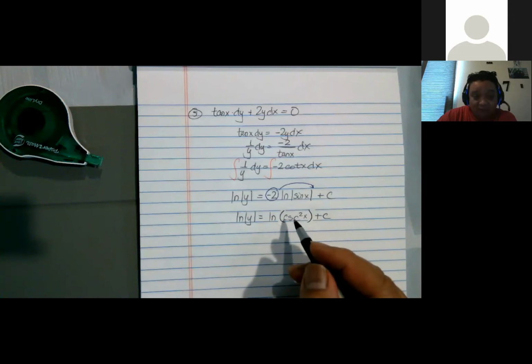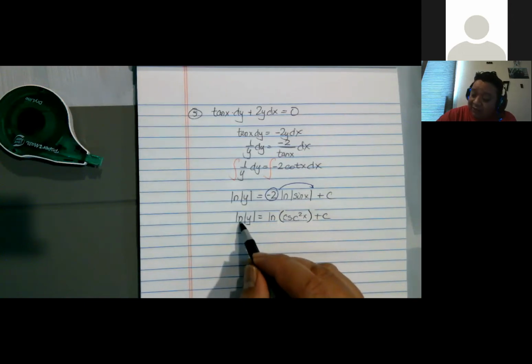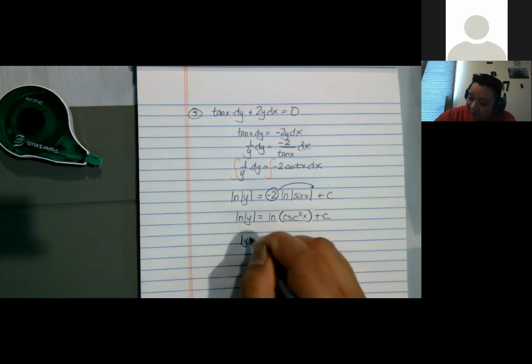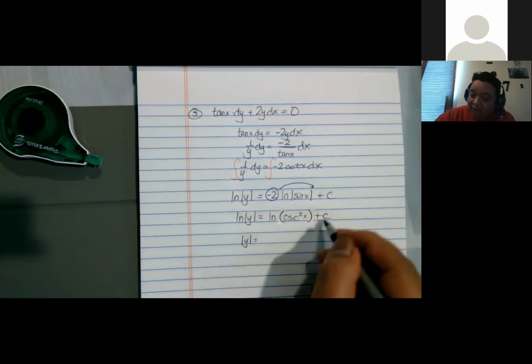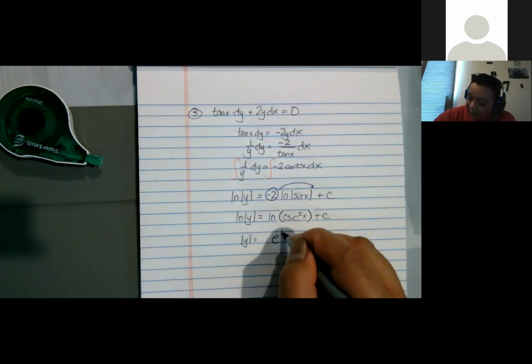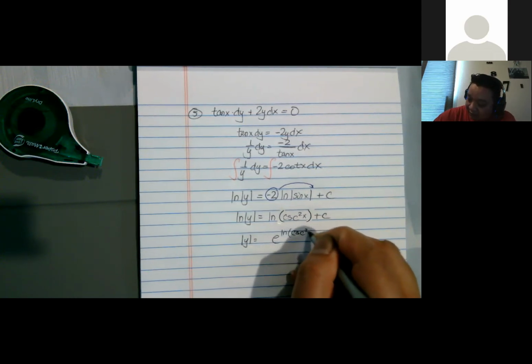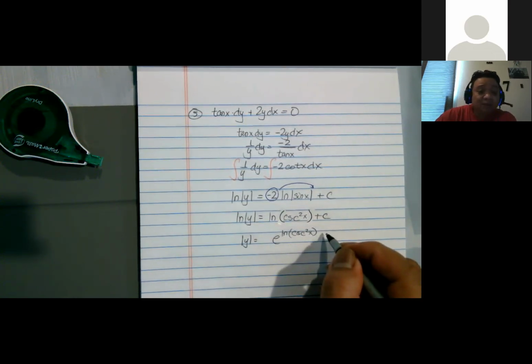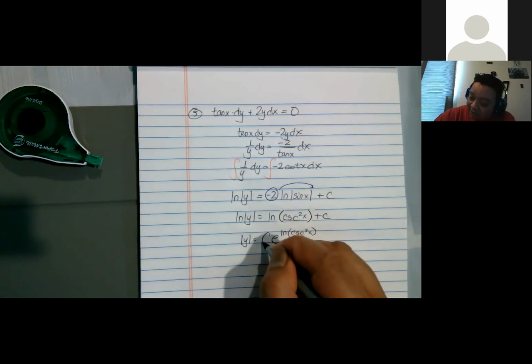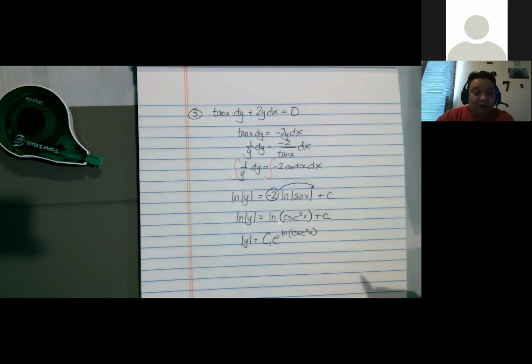But let's go ahead and do it one more time. So first, to remove the natural log, so I'll have absolute value of y, you're going to have the exponential of this, right? So you're going to have e to the ln cosecant squared x, and then plus c. And as we already saw before, that plus c is going to have just an extra coefficient. It just becomes over here, and we'll call it c1.